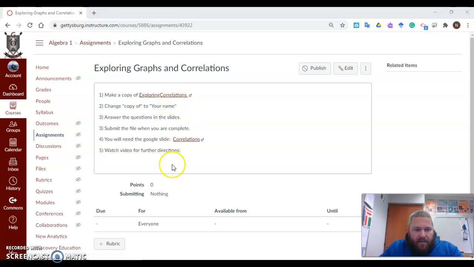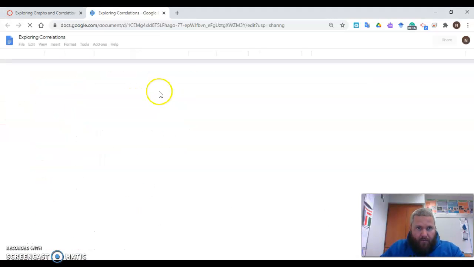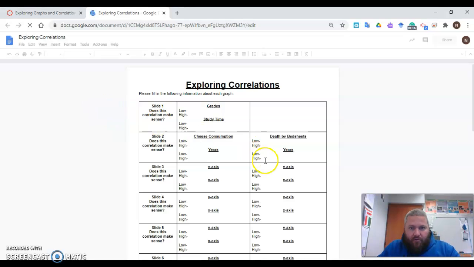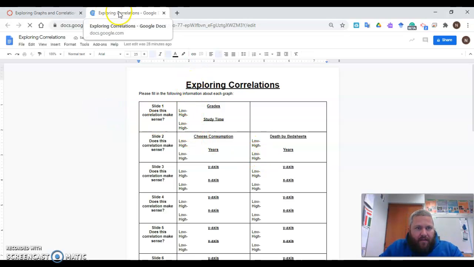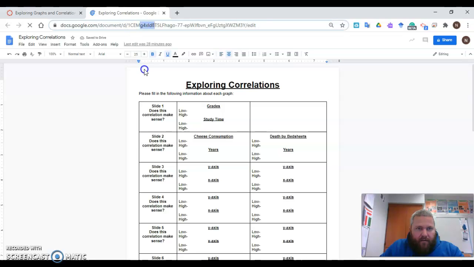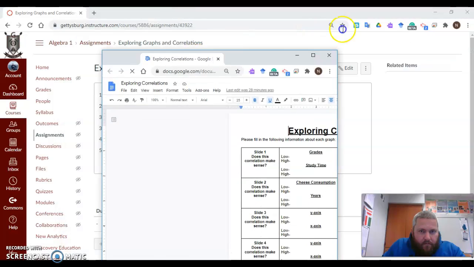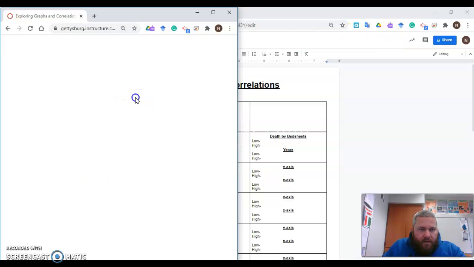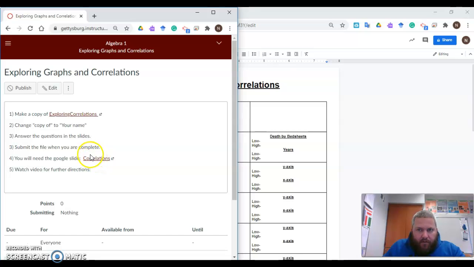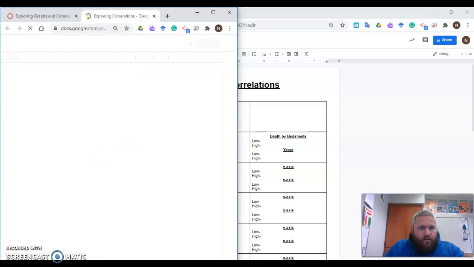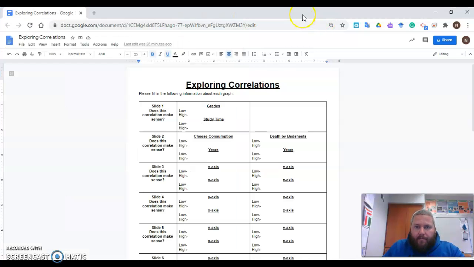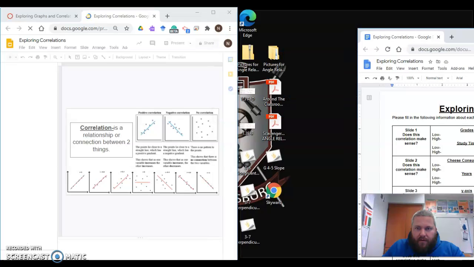I just want to take a few minutes to explain what those of you working from home need to do. So the first thing you're going to need to do with this assignment is open the Exploring Correlations Google Doc. So we will need that. I'm just going to drag that down off to the side. And also going to want to take a look at this Google Slides correlations. So we'll leave that up here. Let's see if I can get this half screen.